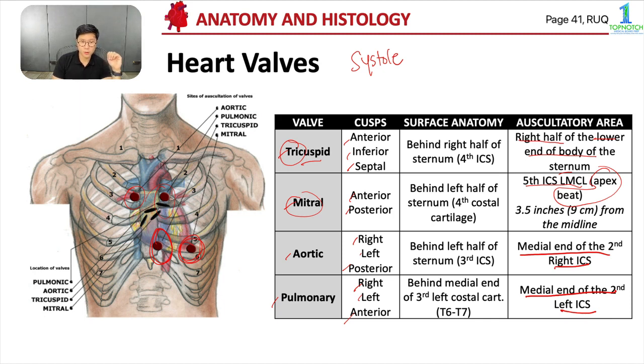Remember that during systole, what valves are open? It's your aortic and pulmonary valves. Your tricuspid and mitral valves are closed. But in diastole, the tricuspid and mitral valves are open, while it is your aortic and pulmonary valves that are closed.